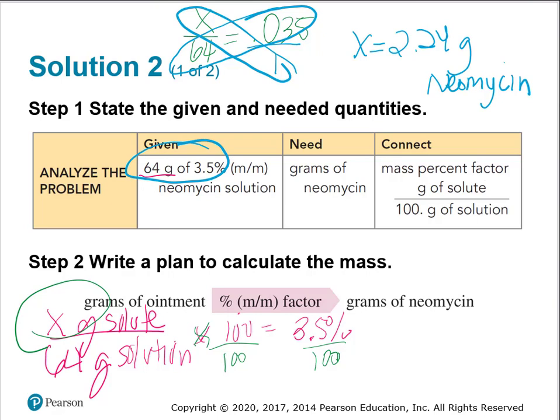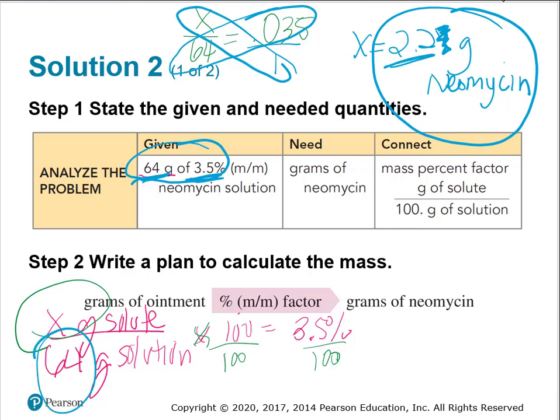But I'm going to look at what I was given, and I was given two significant figures and two significant figures. So I'm just going to finish with 2.2 grams of neomycin in the solution. I like to go back and always double check. If I did 2.2 divided by 64 and times it by 100, that should give me 3.5%.